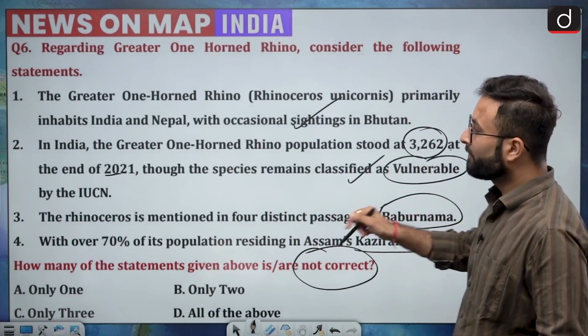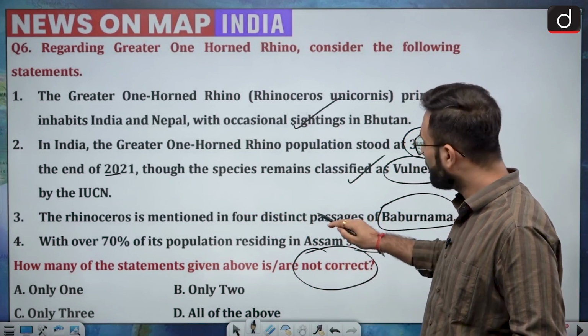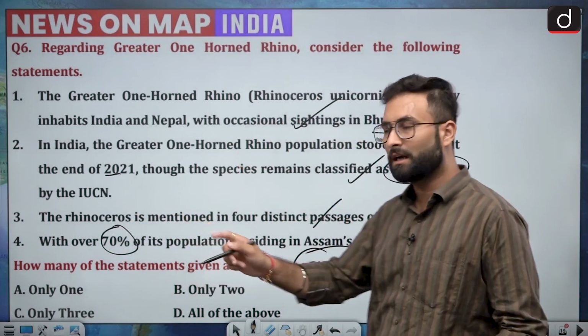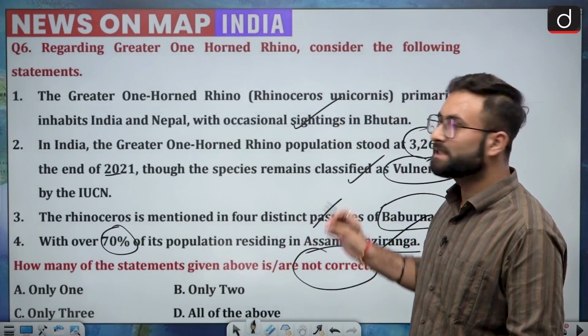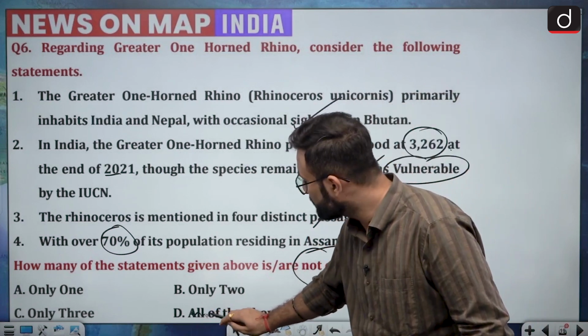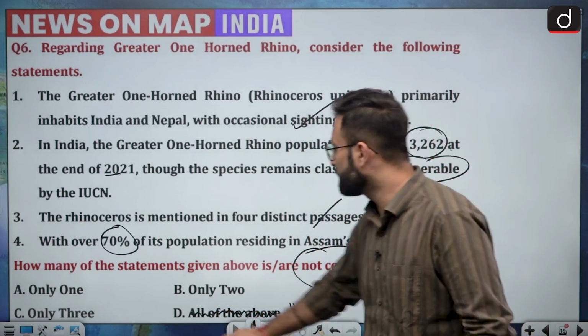This is also correct. Coming to the next one, the rhinoceros is mentioned in 4 distinct passages of the Baburnama. This is also correct, and so is over 70% of its population being found in Kaziranga. So all the statements here are correct, and none of them is incorrect. So option D, none, would be the right answer.